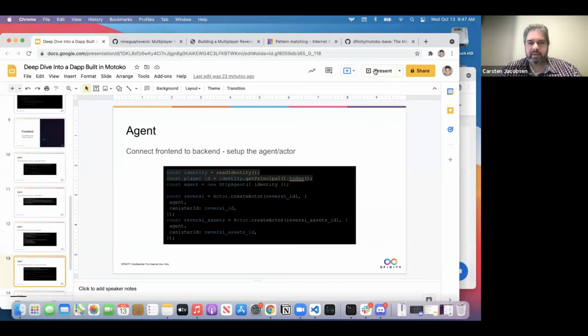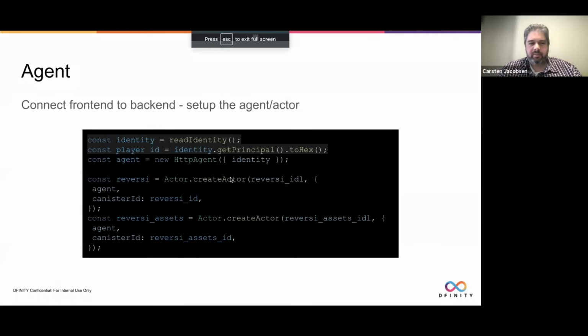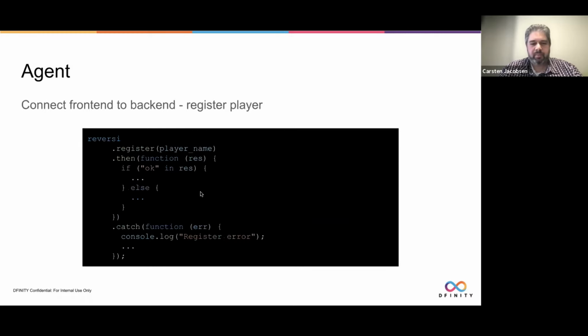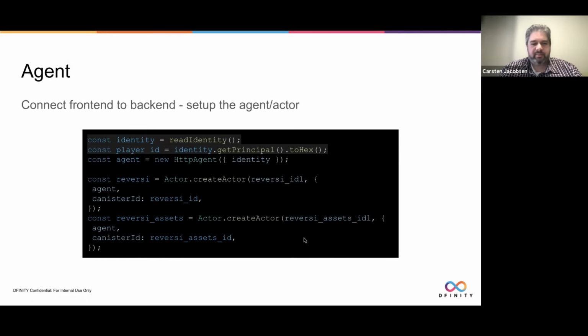That's what we do with this create actor. We create a new instance, and we use the agent that we already created, which holds the identity of our user here, and we provide the canister ID. And we do the same for the assets canister. So if we want to directly access content, or resources that are in the asset canister, we can easily call them too.